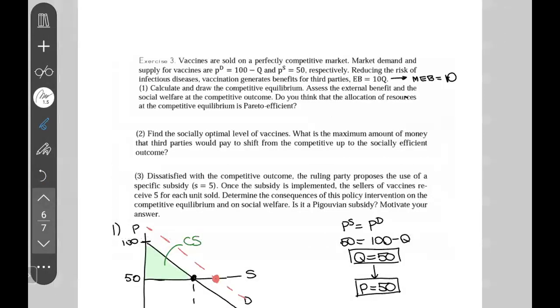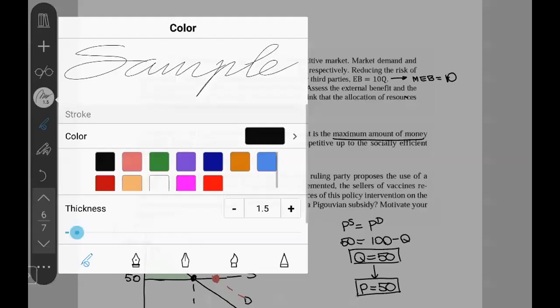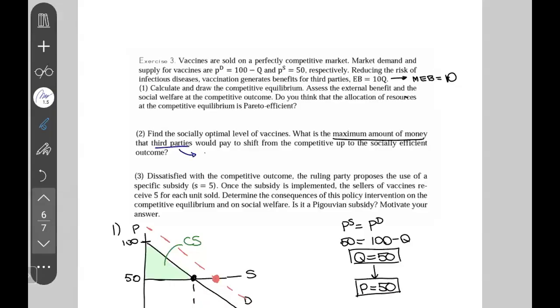And then they want to know the max amount of money that third parties, so they mean basically the people benefiting from the externality, how much they would be willing to pay to shift to that result. So generally, anytime that they ask you something like how much would people or a firm be willing to pay to go from this situation to the next, you really just have to figure out how much better it is now with respect to before.